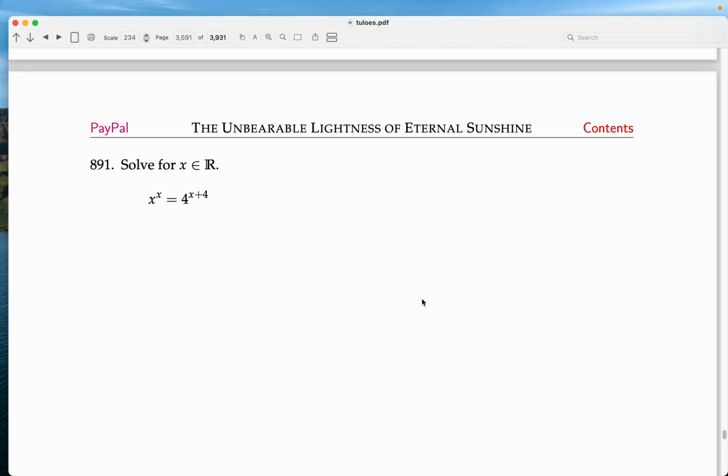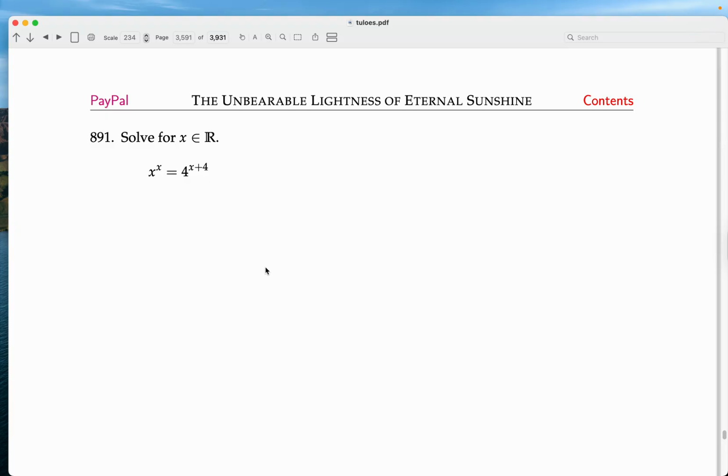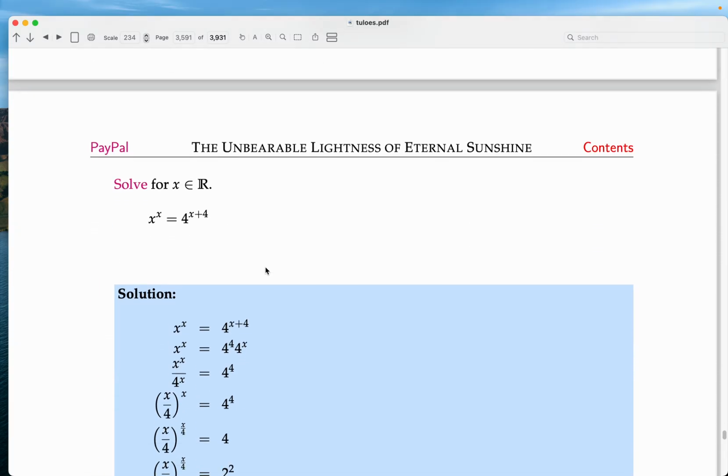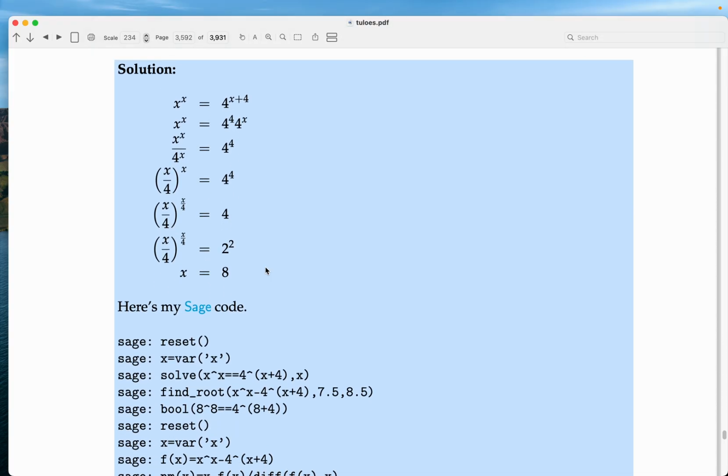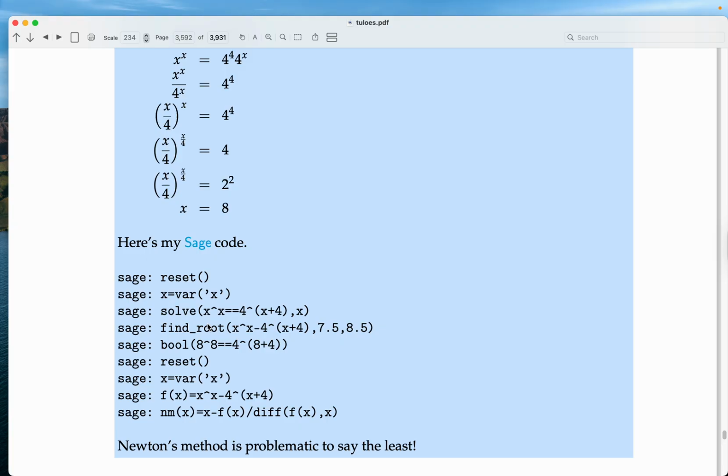Okay, on problem 891, we're given an equation. We're asked to solve for real numbers. All right, what real numbers make this a true statement? So as always, we go through paper and pencil work if we can, and we get an answer to it. All right. So what I want to do is just talk about using Sage to verify it.